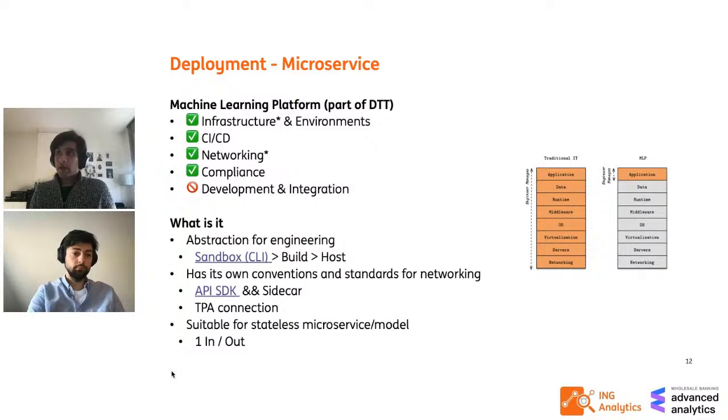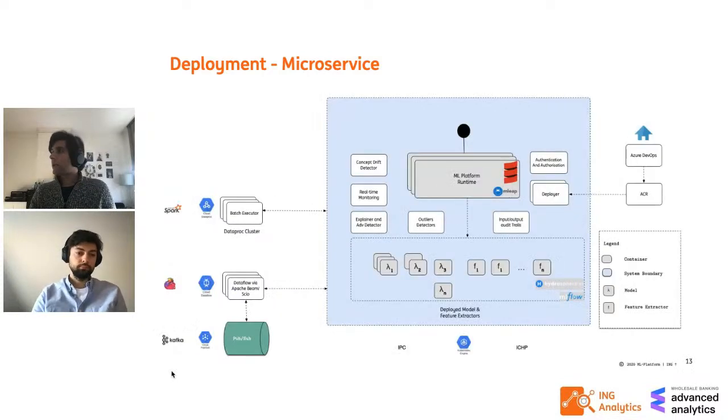They do provide the TPA connection now, like I mentioned. So TPA is the touchpoint architecture. So they provide a connection to the touchpoint service mesh. So in case we want to use some other microservices or models hosted there, we are allowed to. And they are very suitable for stateless microservices, one in, one out kind of models. But now they're expanding, which we will cover in the next slide.